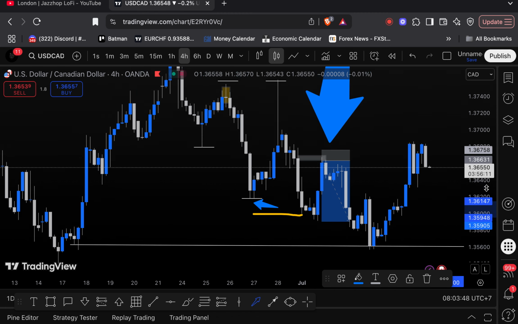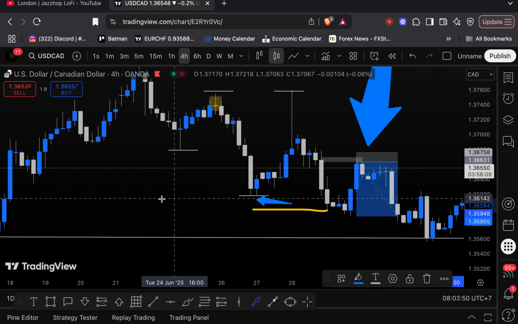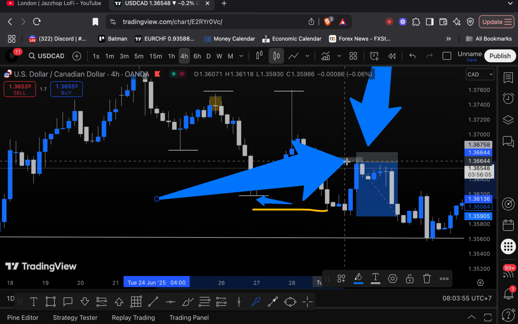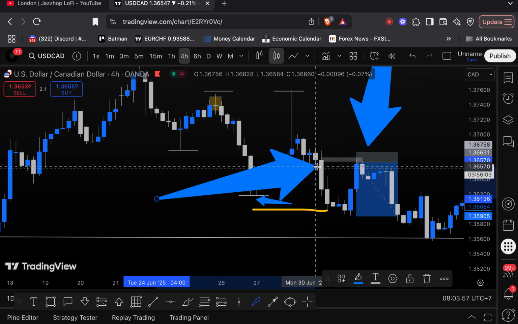So that's what I did, and I noticed that happened on USDCAD. So the price broke this low, and when price broke that low, it came back up to that supply zone, which I call my gap.